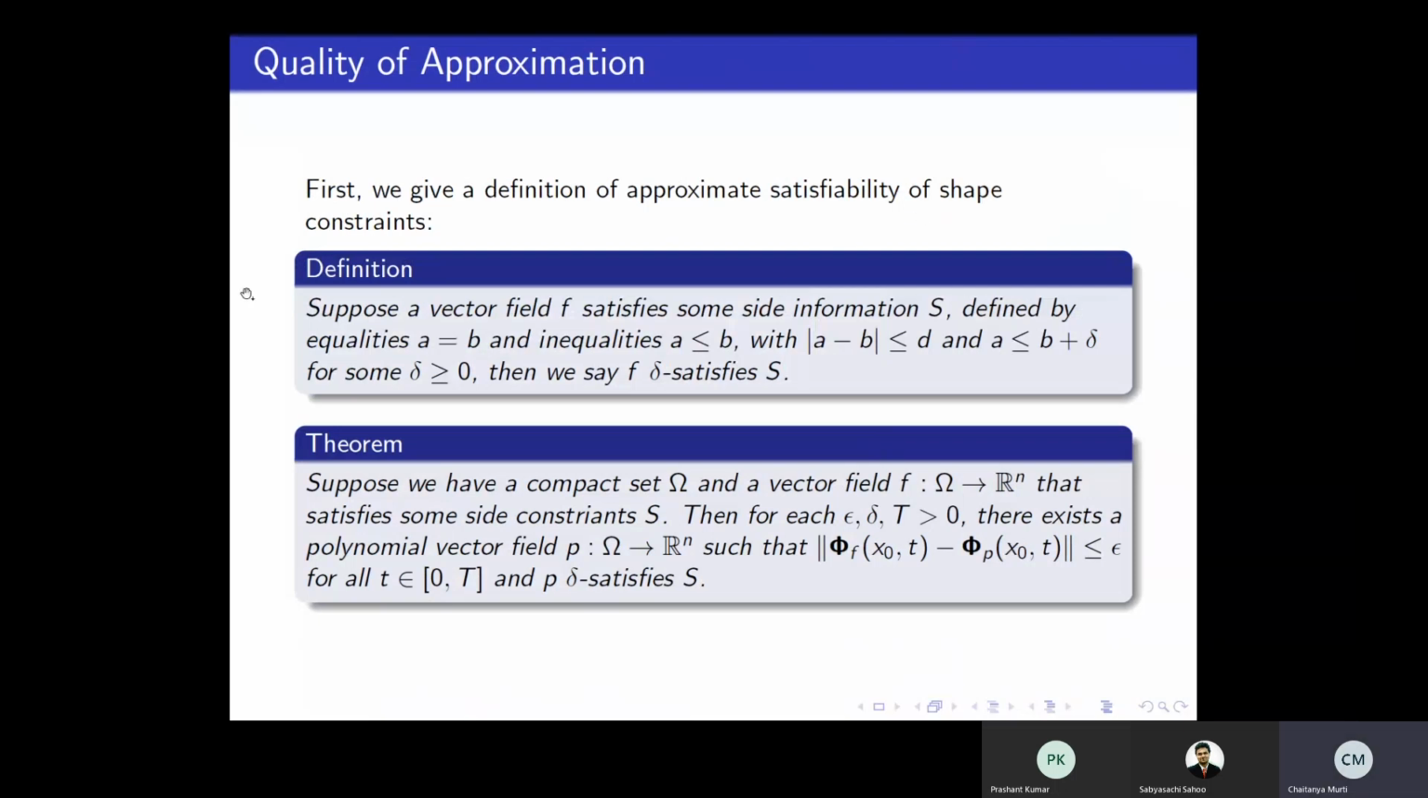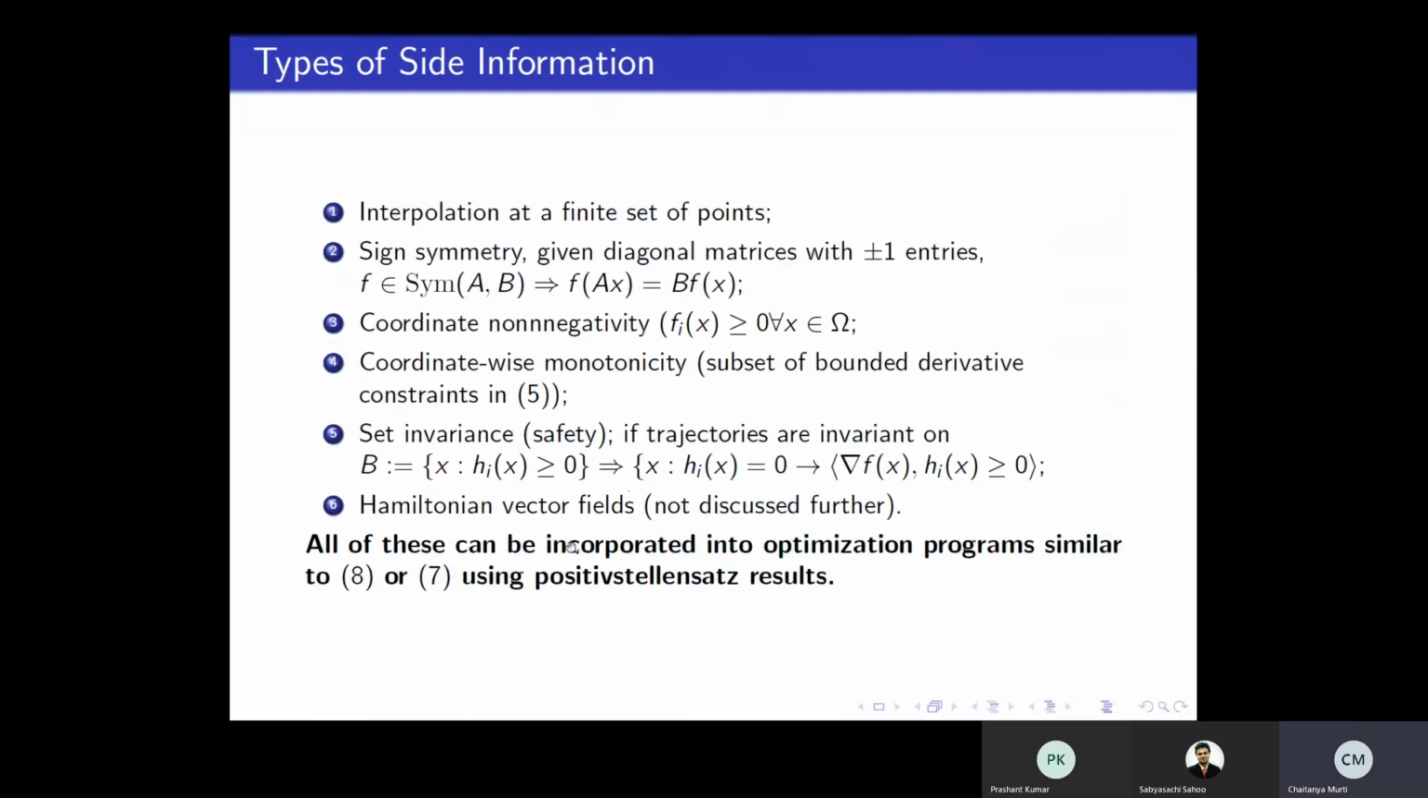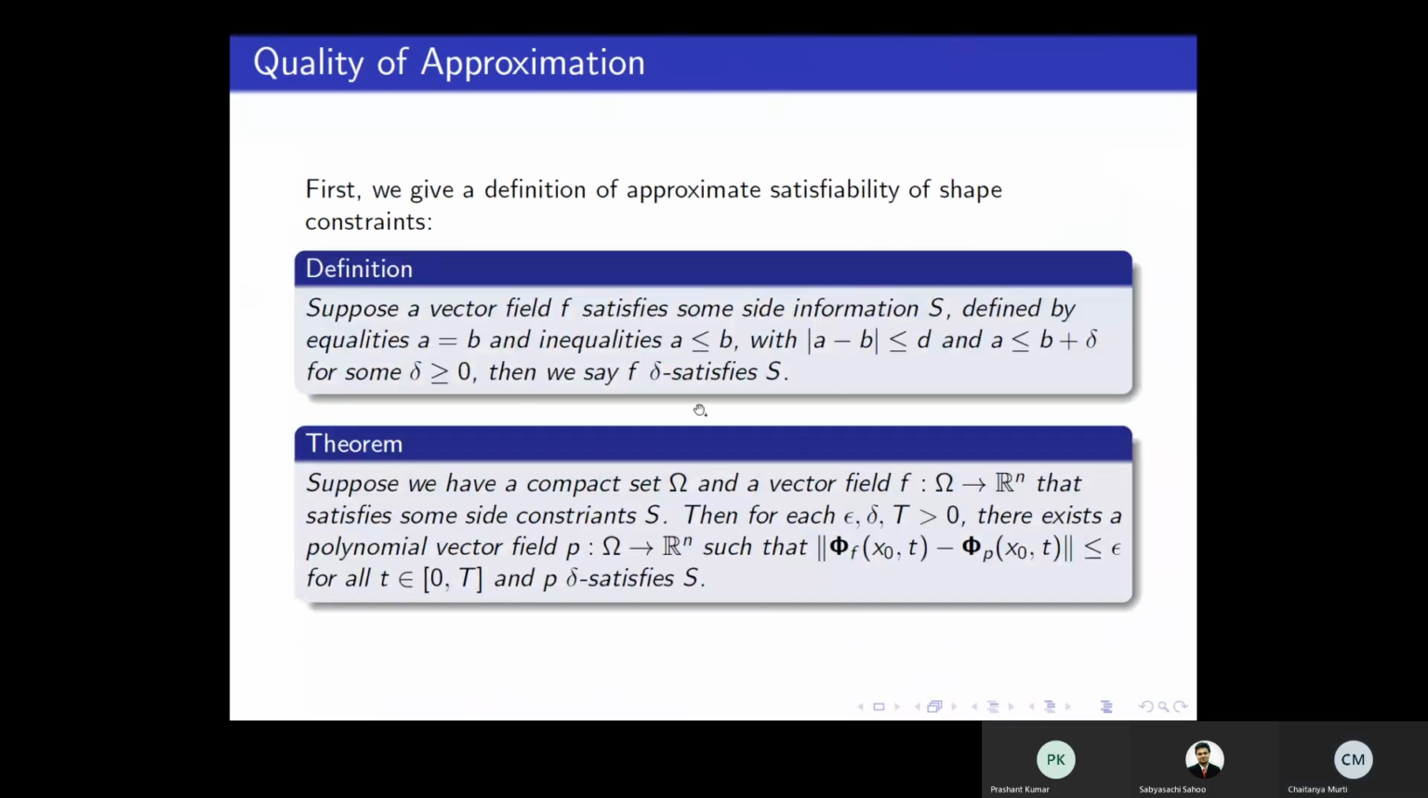So first, let's define approximate satisfiability. We have a vector field F. We know that we have some side information S, so it's any combination of these 6 things. Like P of 0 could be 0, it could be monotonically increasing on the box, and it can always remain on the box. This basically comes in the form of equalities A equals B and inequalities A less than B.